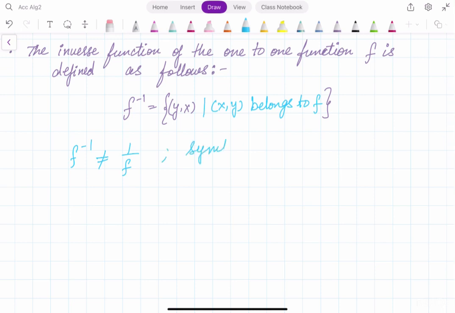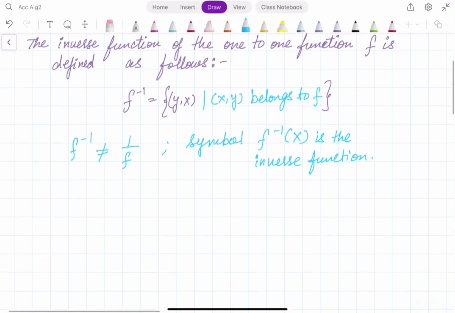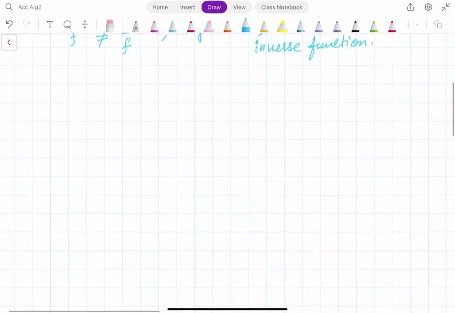F inverse, f to the power of -1, is not 1 over f. So avoid that mistake. The symbol f -1 on the top of the function x is read as inverse function. So avoid this common mistake. It is not the reciprocal. The other thing that we need to keep in mind is the inverse of trig function. So let's start with the sine function.